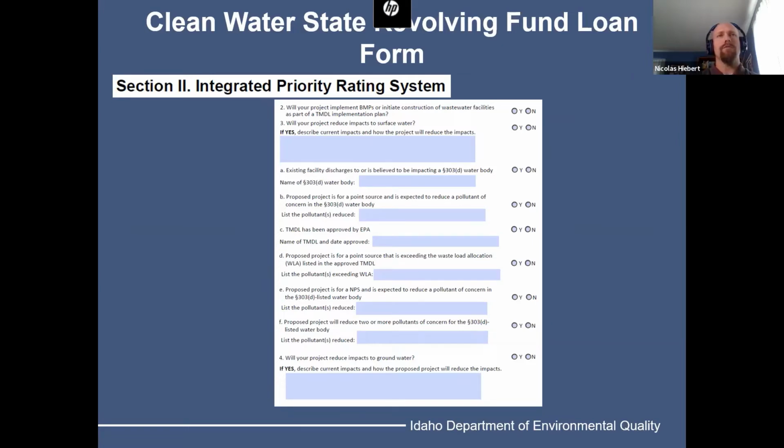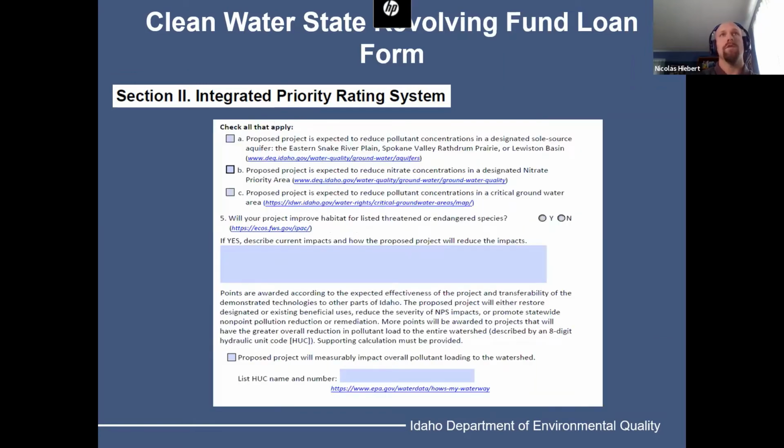So question number 4 gets a little bit away from the surface water and moves a little bit into the impacts to groundwater. It's possible that as a primary or secondary benefit, we could be improving groundwater quality. If you answer yes to that, we'll want a description of what that looks like. And then, moving down to the next page, it's going to continue to ask questions about groundwater quality.